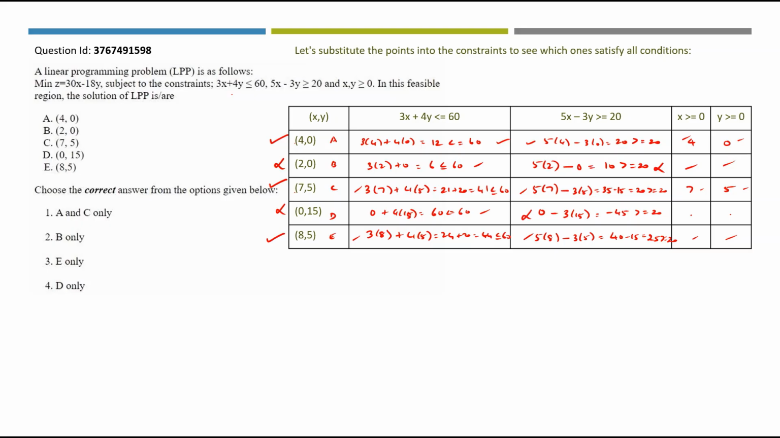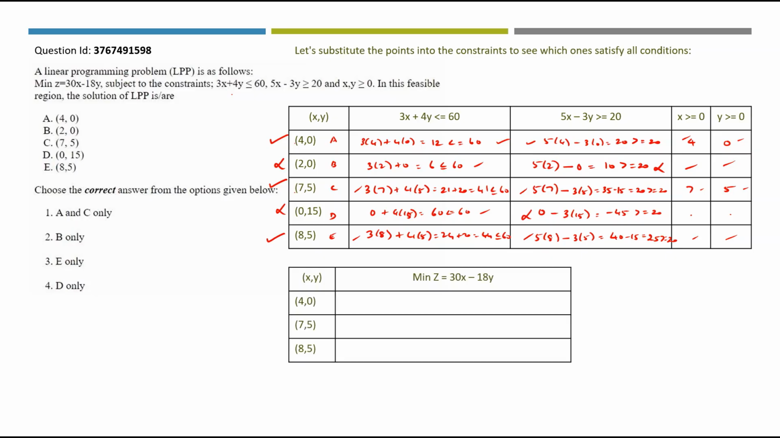They are asking for the solution of LPP. So we have picked up A, C, E. What we have to do to find the solution is we have to apply it in z is equal to 30x minus 18y. Whichever value is minimum, that value will be the solution. So minimization problem means you have to choose the minimum value. So let's check now. Z is equal to 30 into 4 minus 0. This will give a value of 120. So let's have 120 here.